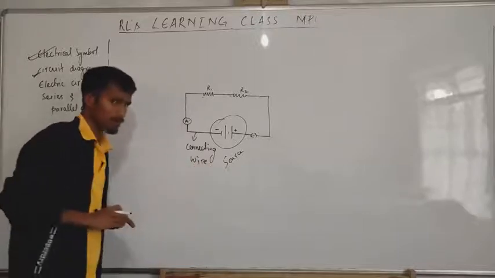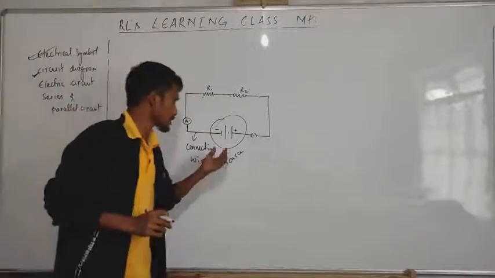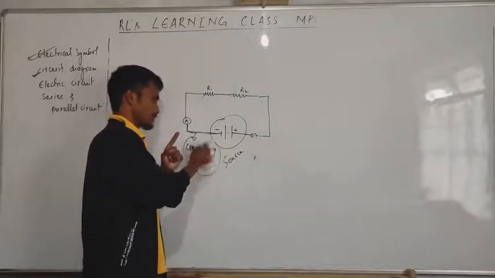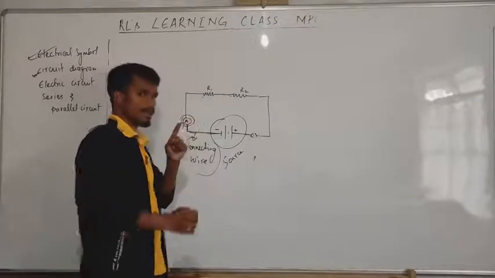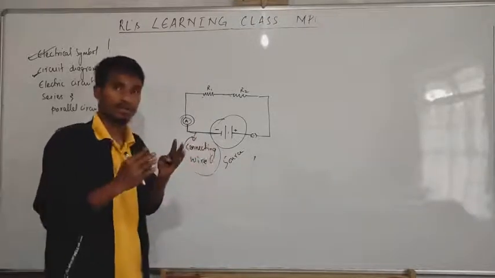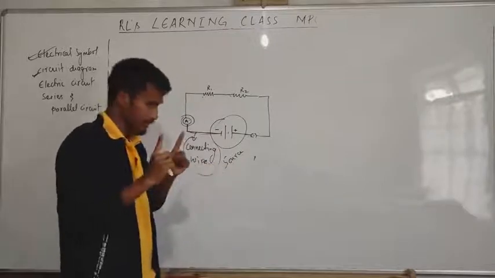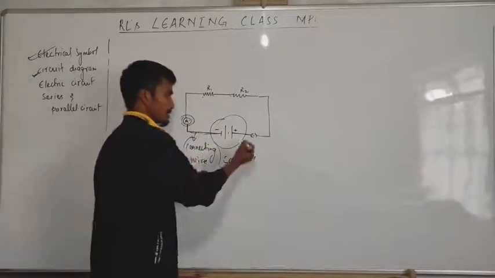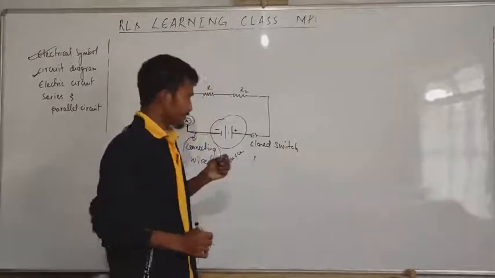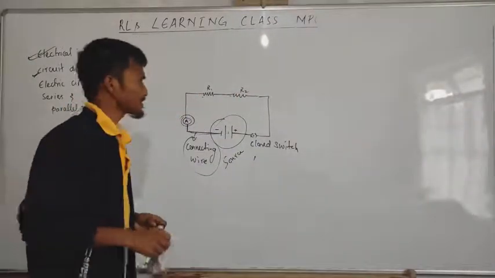What is an electric circuit? It is a continuous conducting path between the terminals of a source, connecting wire, and the electrical appliances, in such a way that the current flows through it. If no current flows, we'll come to that. Current flows through it means this is a closed switch. If the switch is closed, then the current can flow. Okay, we'll come to that.